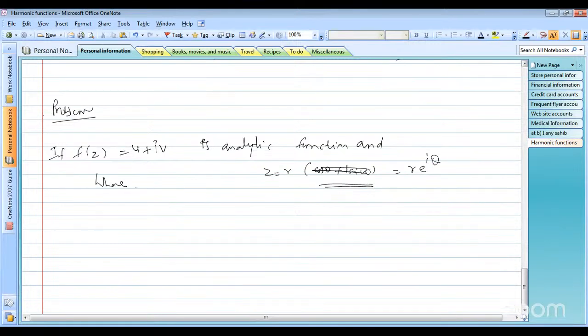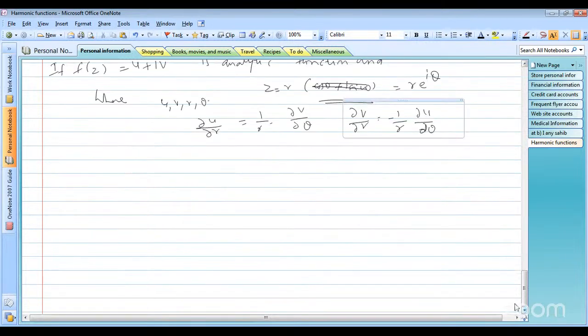This is the problem: in terms of u, v, r and theta, ∂u/∂r is equal to 1/r times ∂v/∂theta, and ∂v/∂r is equal to minus 1/r times ∂u/∂theta. So this is fundamental. What is given in the problem here? I will explain this problem.